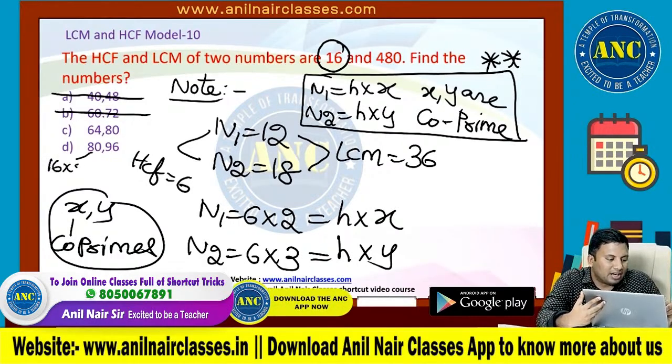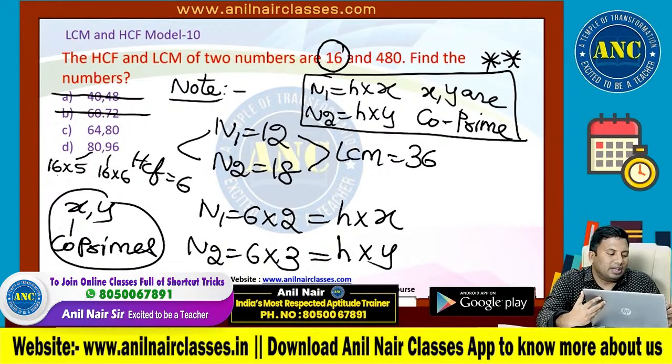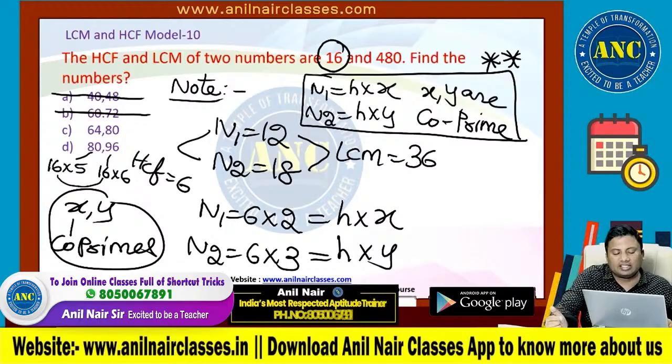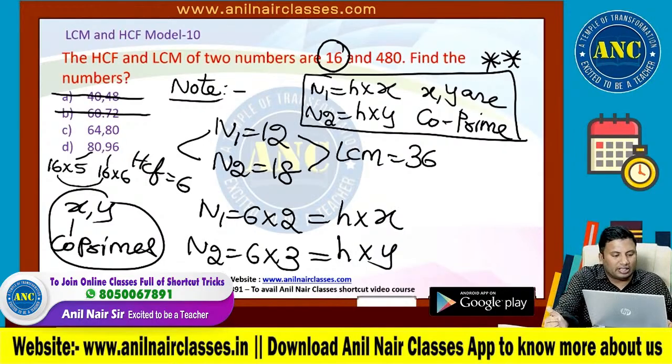16 5s are, 16 6s are. LCM is 16 into 5 into 6, which is 30, so 16 into 30 is 480. 16 into 30 is 480. I hope the logic is clear.